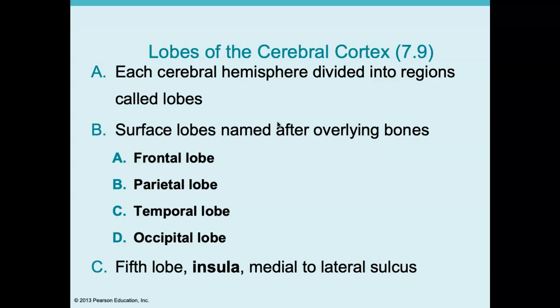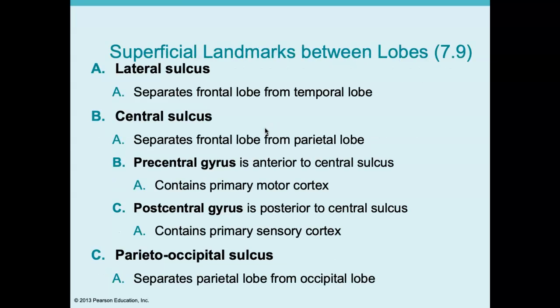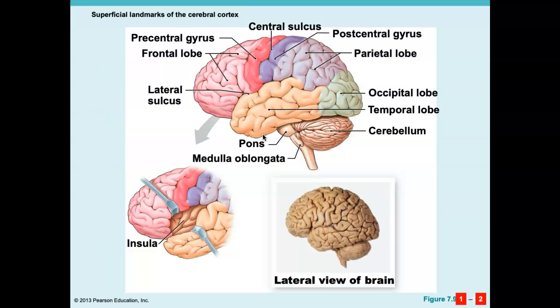The brain is divided into lobes, and the lobes are named for the overlying bones, as I said earlier: the frontal, parietal, temporal, and occipital lobe. But there's a 5th lobe that is deeper, and we'll see where that is in a second. There are some landmarks on the brain that we need to know. Some sulci, the lateral sulcus, the central sulcus, and the precentral gyrus, postcentral gyrus. And I'll show you those in a second.